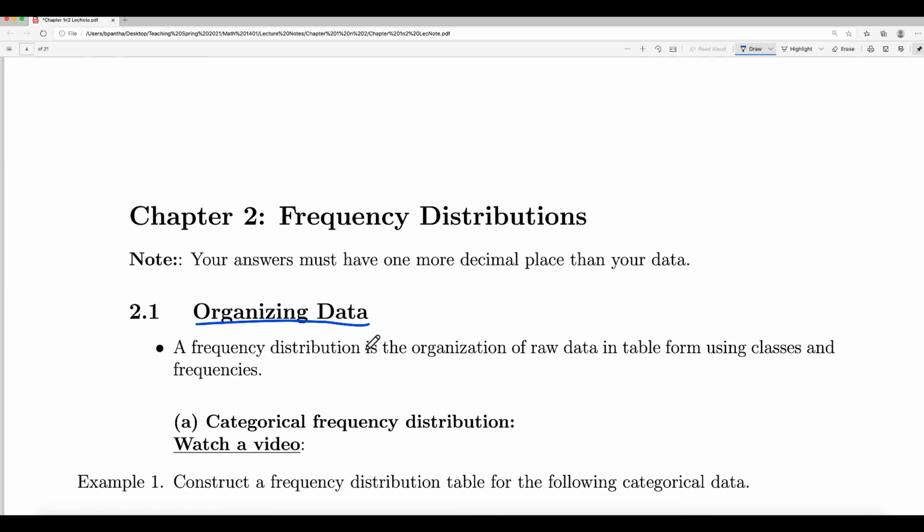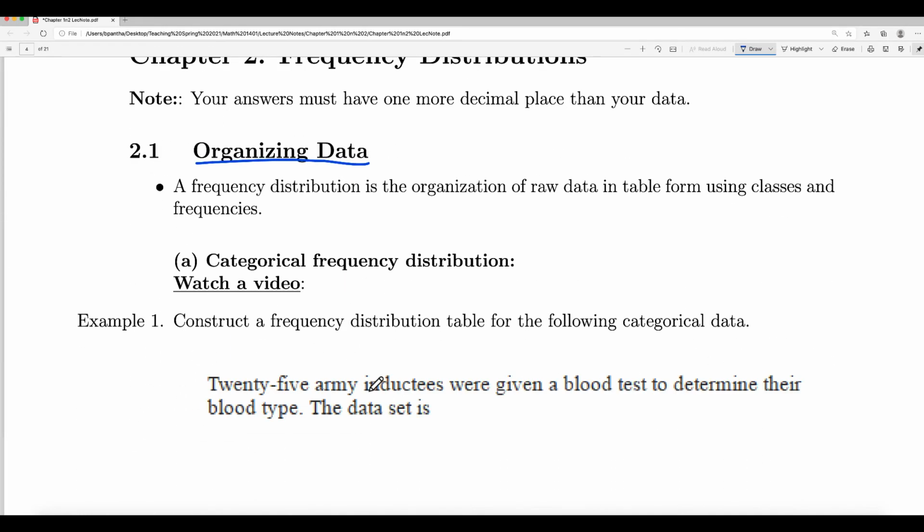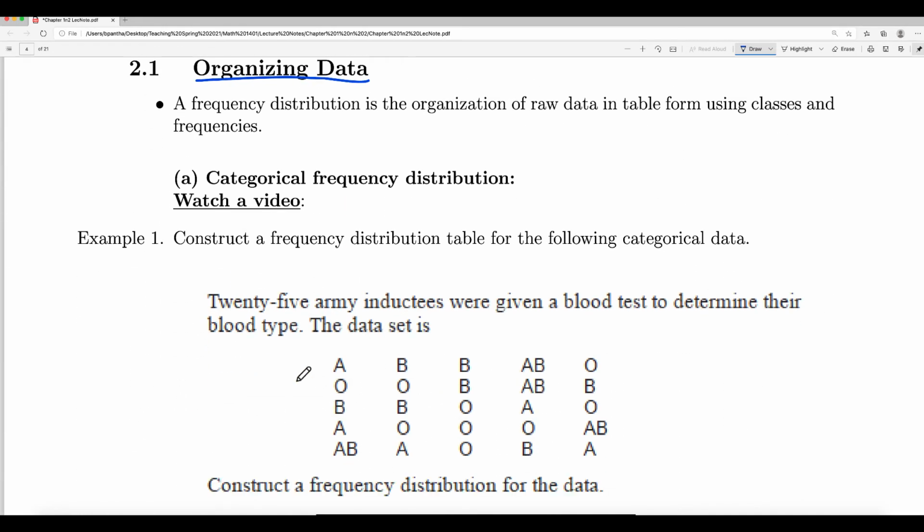Okay, so when the data is collected randomly, they look like this. Look at this. These are 25 army inductees who were given a blood test to determine their blood type. So the first person got blood type A, the second has blood type B, and then B, the third has A, B, and O, and so on. This is called the raw data. You cannot say much about the data here.